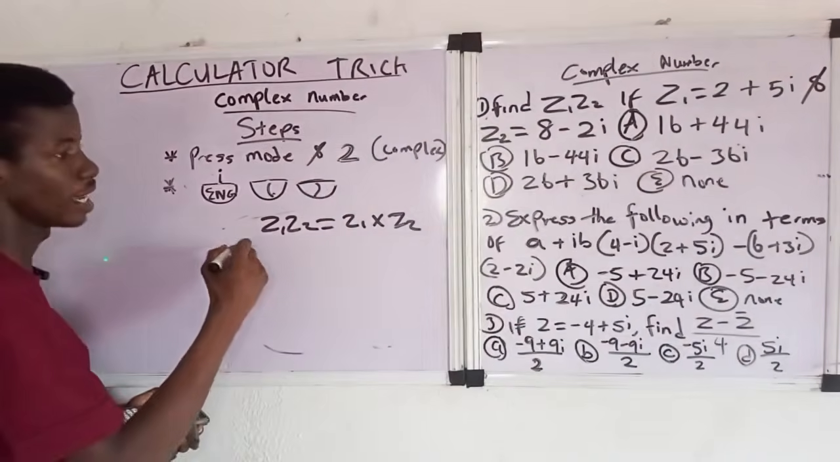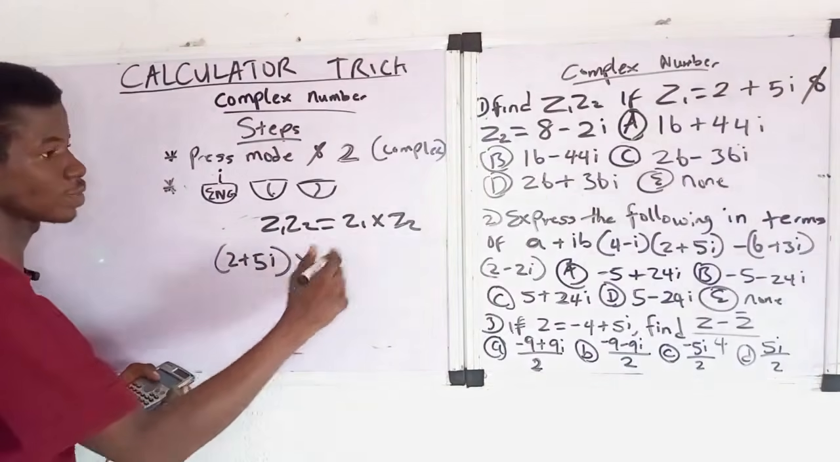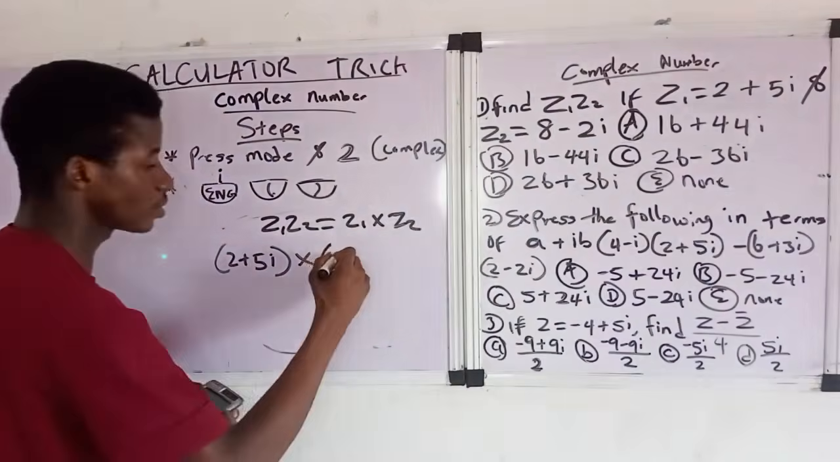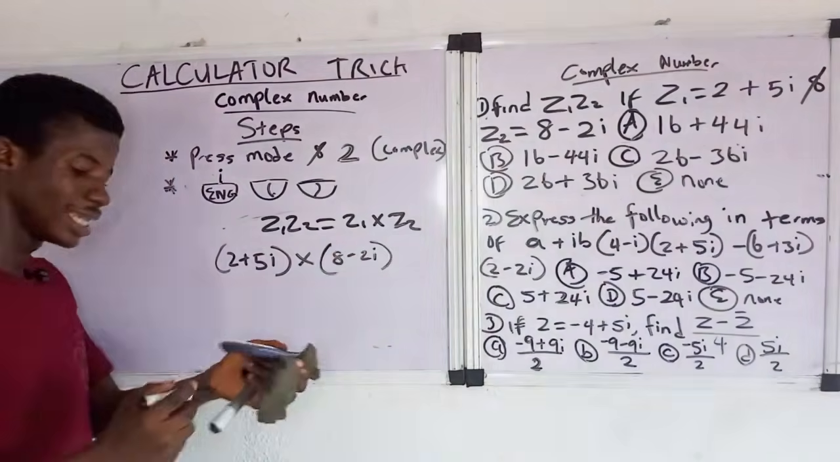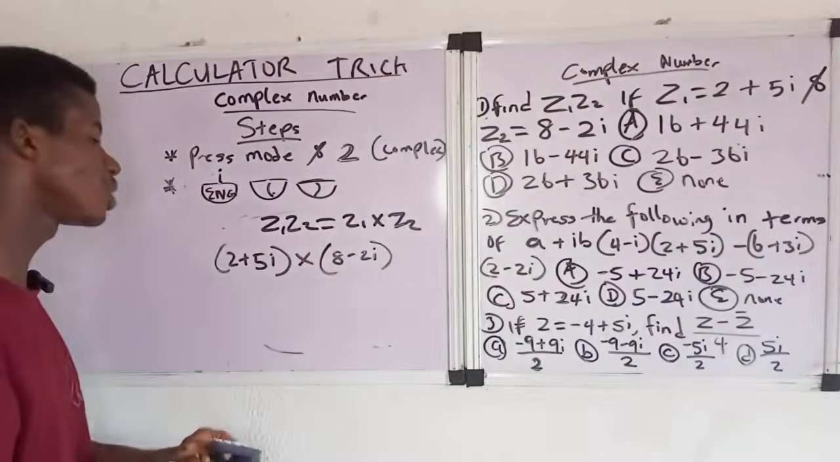So just go here: bracket open, 2 plus 5i, then bracket close, then times z2. z2 is 8 minus 2i, so bracket open 8 minus 2i. So how are you going to do this in your calculator? Okay, let me teach you.